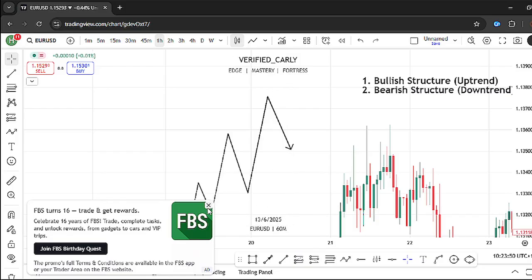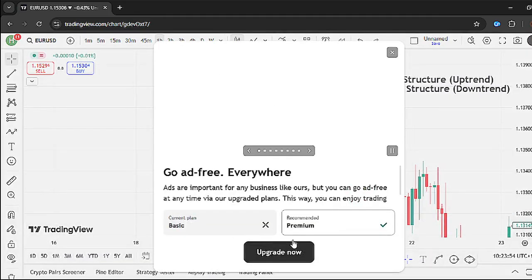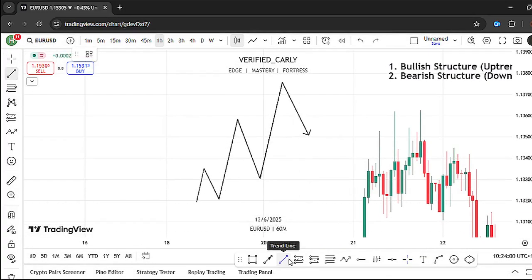So as I'm saying, bullish structure is when price is breaking structures to the upside, right? Let me just close this real quick. It doesn't have use.